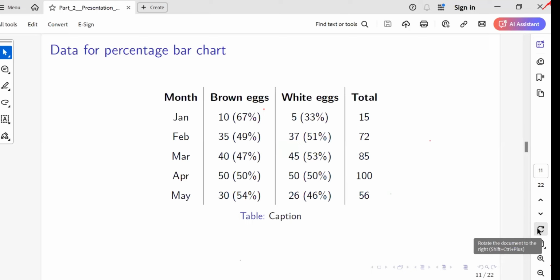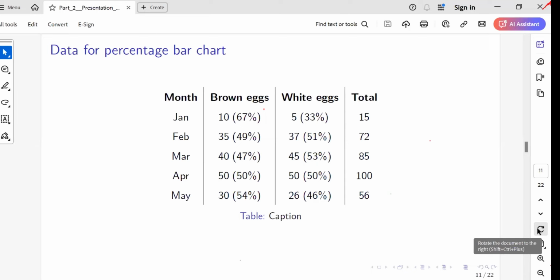This is the data we want to use to draw the next chart, which we call the percentage bar chart. It looks like a component bar chart, but it's different. Now, in this case, you'll be working with percentages.